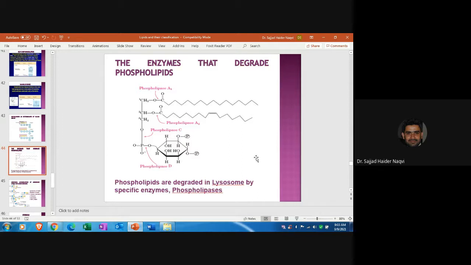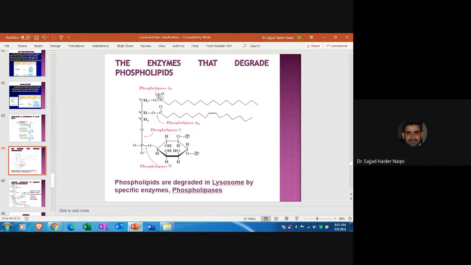So you can see here that this is a molecule of a phospholipid, and you can see phospholipase A1, phospholipase A2, phospholipase C, and phospholipase D. Now, these are the four examples of the phospholipases, and you can see that these four enzymes are working at a specific site. They're very specific in their role.